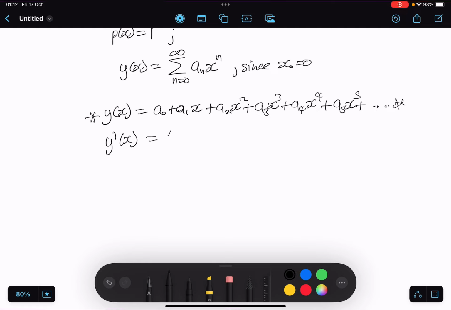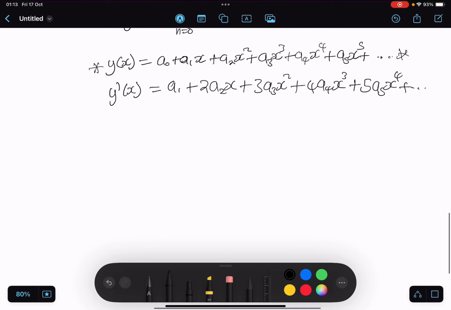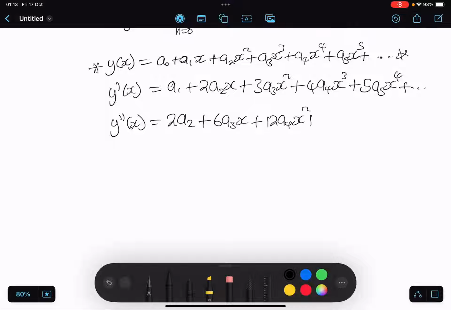So first of all, you need to find the first derivative of this. It's going to be equal to a1 plus 2a2 x plus 3a3 x squared plus 4a4 x cubed plus 5a5 x to the power 4 plus it continues, right? And then y double prime, the second derivative of this, is going to be 2a2 plus 6a3 x plus 12a4 x squared plus 20a5 x cubed plus it continues, isn't it?